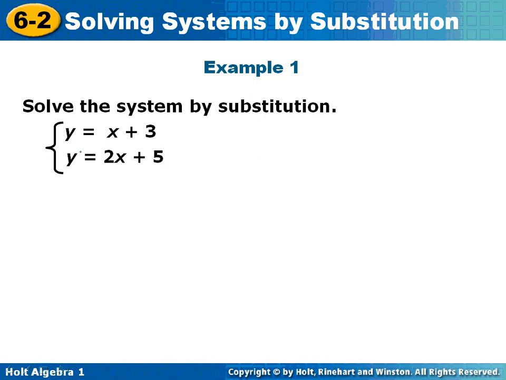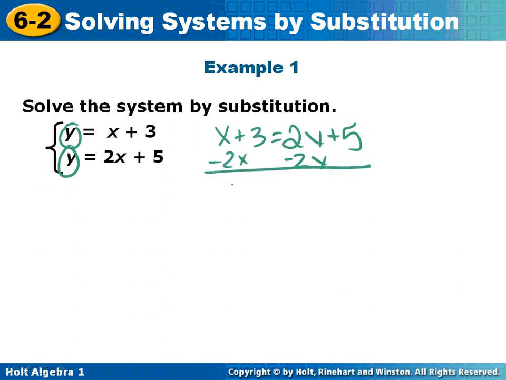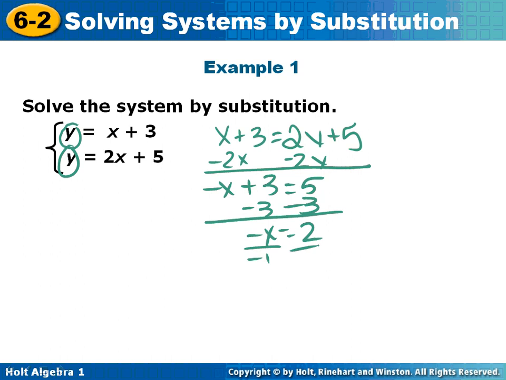All right, what I notice about these two equations is that they are both equal to y. Since they're both equal to y, that means that I can make them equal to each other. So I can take x plus 3 and make it equal to 2x plus 5. Letters to the left, I'm going to subtract 2x from each side. Negative x plus 3 is 5. Numbers to the right. Negative x is 2. Dividing by negative 1, x equals negative 2.